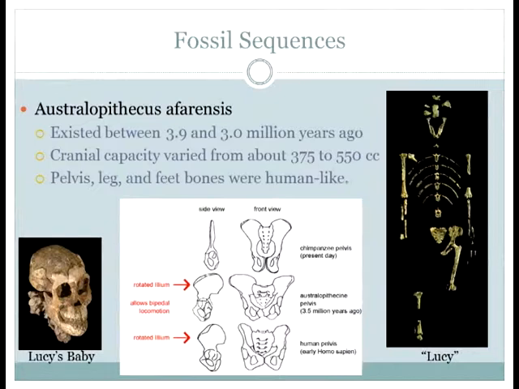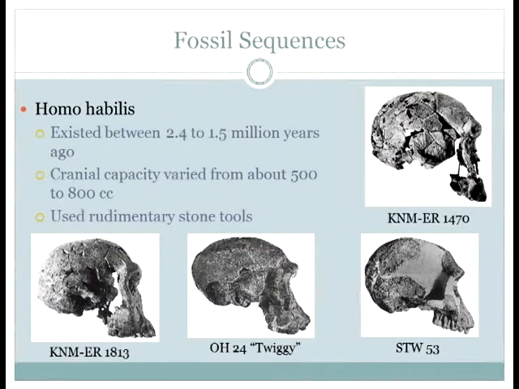Now let's move on in the fossil record to what we find next. Next, we have Homo habilis. Homo habilis is considered to be a species that comes next after Australopithecus afarensis and would have evolved from afarensis. Homo habilis existed from roughly 2.4 to 1.5 million years ago. Notice the brain case is a little bit bigger now than Australopithecus. It's 500 to 800 cubic centimeters.